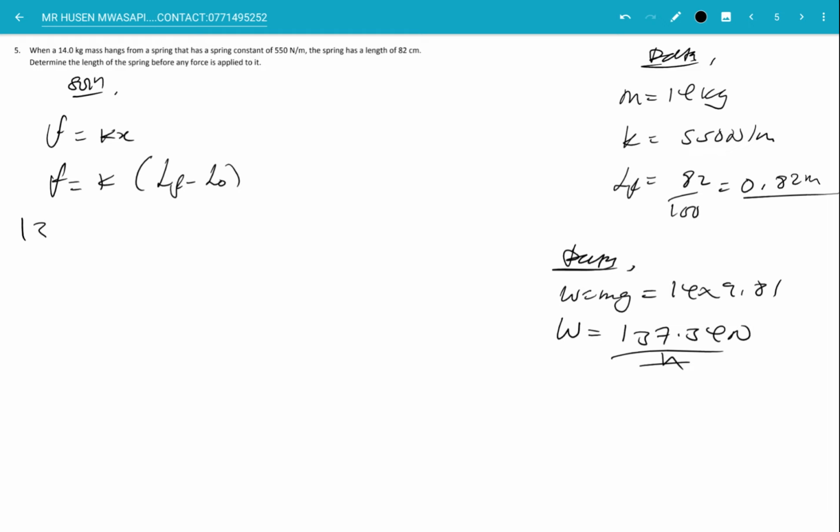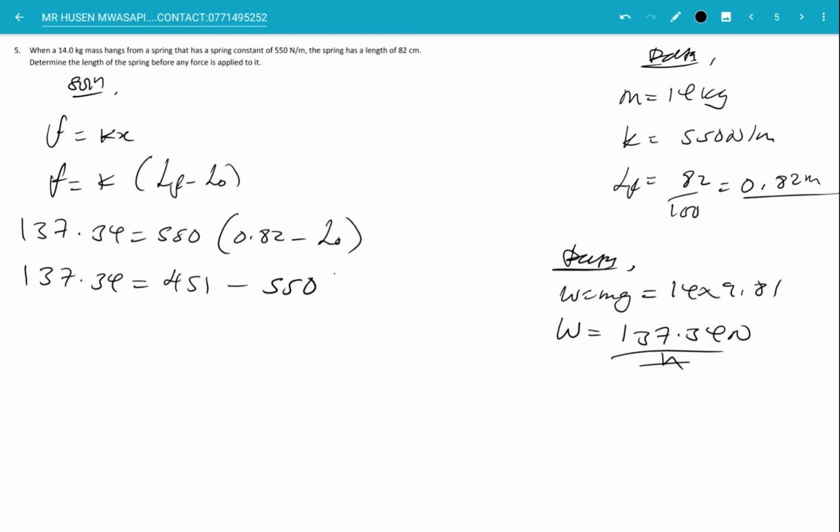With this, we can now plug in. So we'll put 137.34 being equal to the constant 550 times length final 0.82 minus length initial, which we're interested in. If we simplify furthermore, 550 times 0.82 will give us 451. Then 550 times length initial.